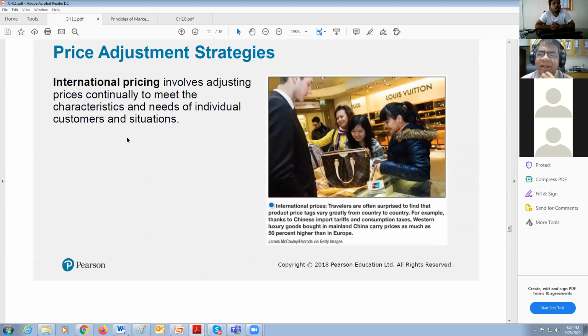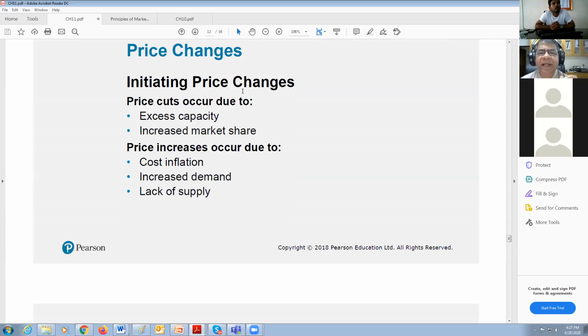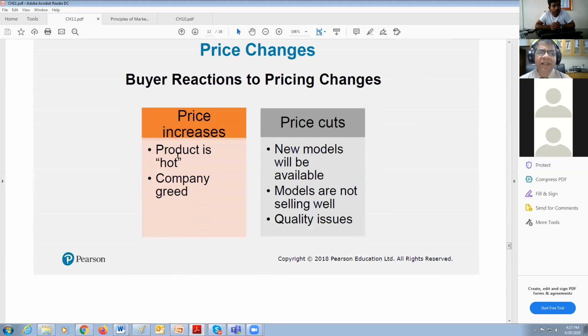International pricing, for example, an MBA in Malaysia is more expensive than an MBA in Yangon. Those are international pricing. So initiating price changes, price cuts occur due to excess capacity. If you have high production and demand is lower, then you need to change the price. So price increase: the product is hot, company greed.